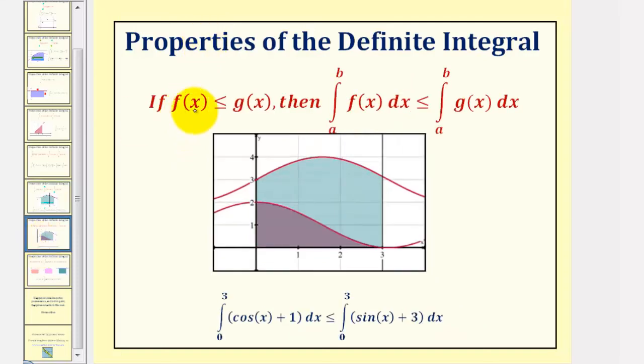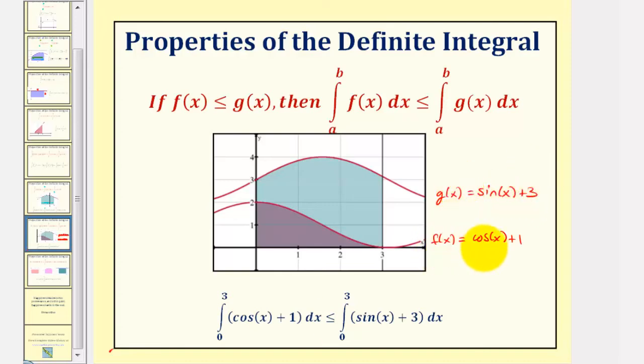Next, if f of x is less than or equal to g of x, then the integral of f of x from a to b will be less than or equal to the integral of g of x from a to b. As an example, this function here is f of x equals cosine x plus 1, and this function is g of x equals sine x plus 3.